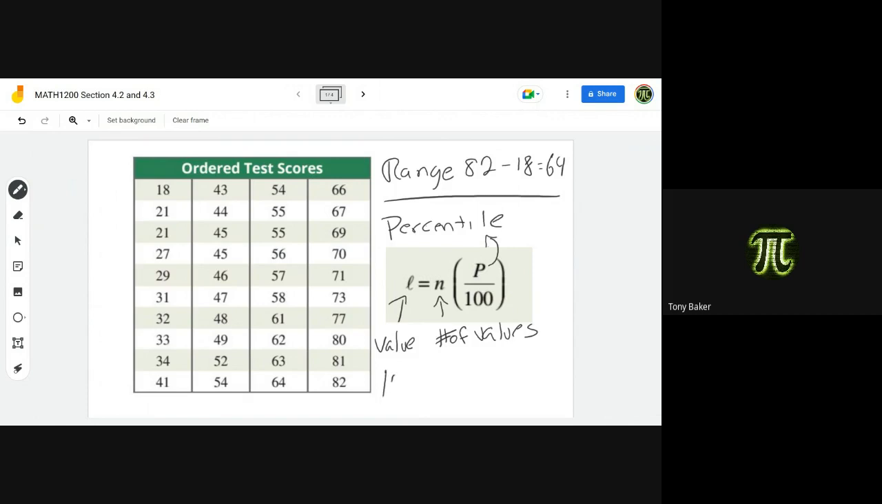So let's find the 10th percentile for this data. How many numbers do I have there? Not the range, how many numbers? Right. I was going to say how long it took somebody to try to count them all before they realized to just count the rows and columns and multiply. So we have 40 of them. So n is 40, and I want the 10th percentile. So it's 10 divided by 100. So what's that equal?